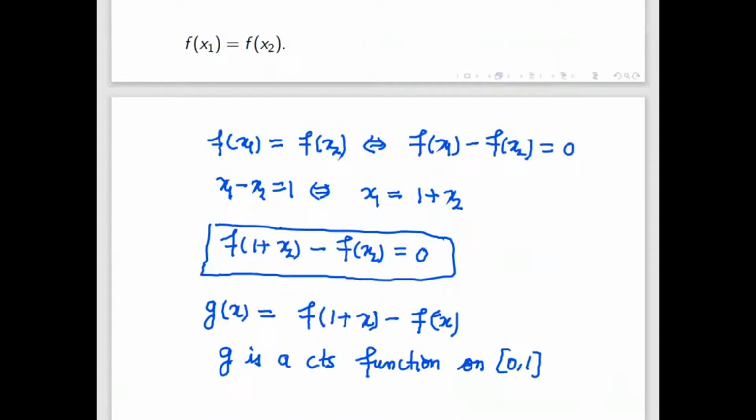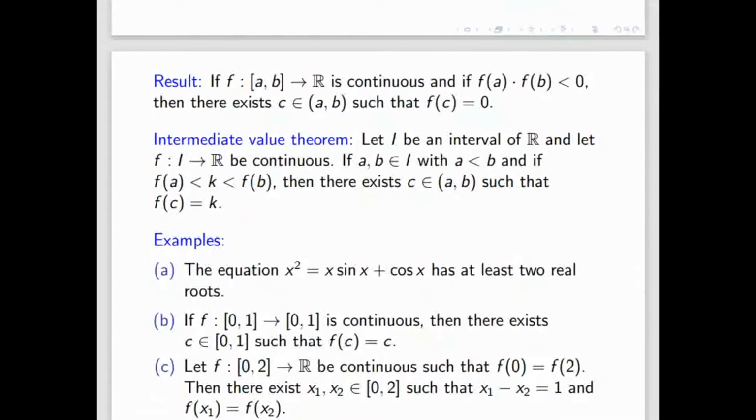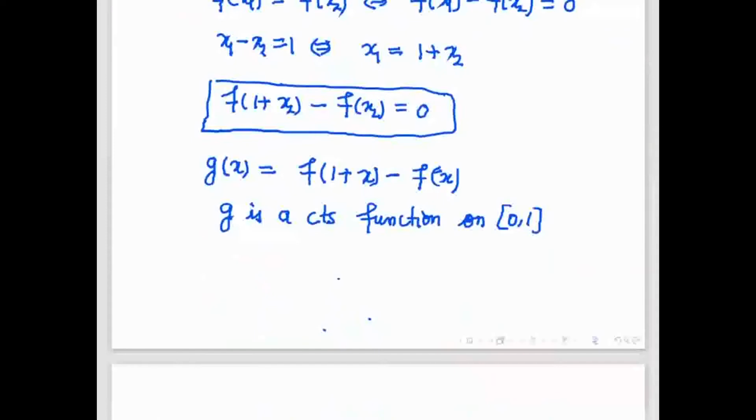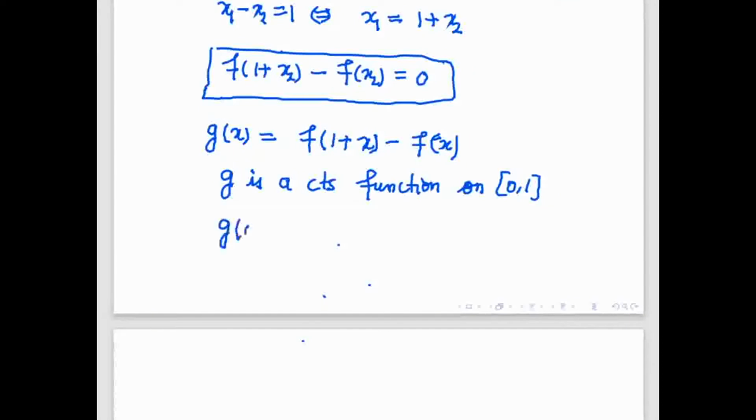Now we'll check whether g of 0 and g of 1 are negative or not. If the product is negative, then there exists a point between 0 and 1 such that g of c is 0. So I have to check that at one point it is positive and at one point it is negative. If we are able to find that, then we can conclude. So what is g of 0 and what is g of 1? We have to check whether it is positive or negative.